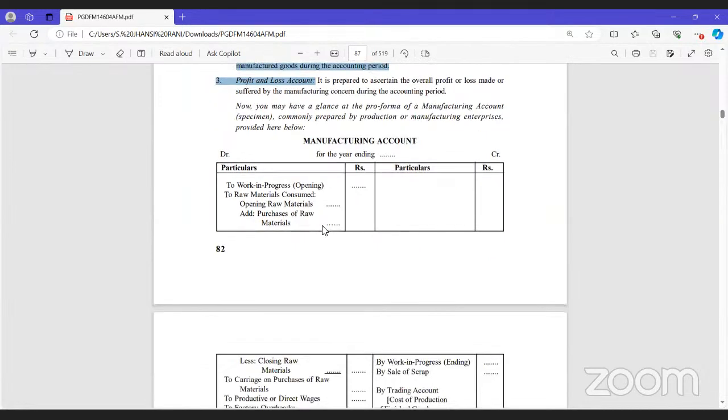So in the manufacturing account, manufacturing means we are producing some product. In that case, what will we purchase? We will purchase raw material.